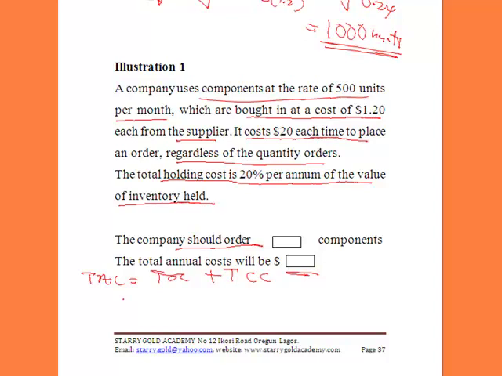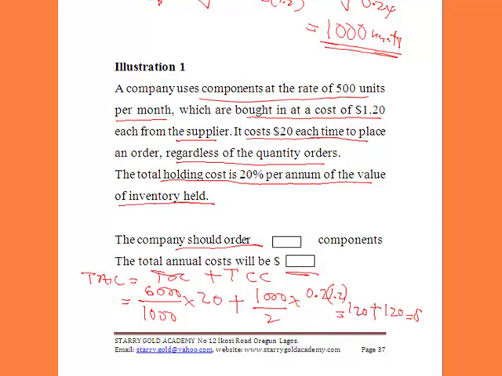holding or carrying cost. And total ordering cost is the annual demand 6,000 over Q 1,000 times ordering cost per order $20, plus average stock 1,000 over 2 times carrying cost per unit 0.2 times 1.2. So this is 120 plus 120. So that gives us a total annual cost of $240.